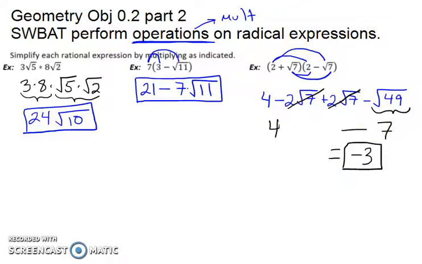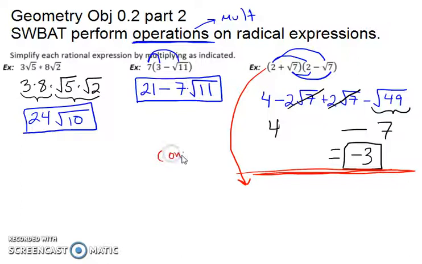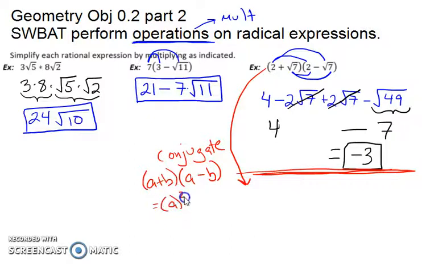Now the other way to do this is to notice that these two expressions are conjugates of each other. So when you see this, there's a shortcut you can use. If you ever see a plus b times a minus b, these are conjugates. That's the same terms, except one's added and one's subtracted in your binomials. That is equal to the first term squared minus the second term squared. Always. Conjugates, you can use this shortcut.